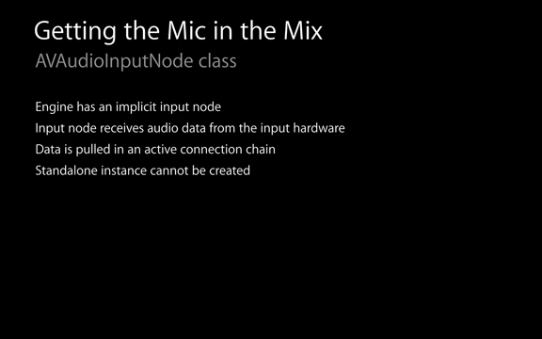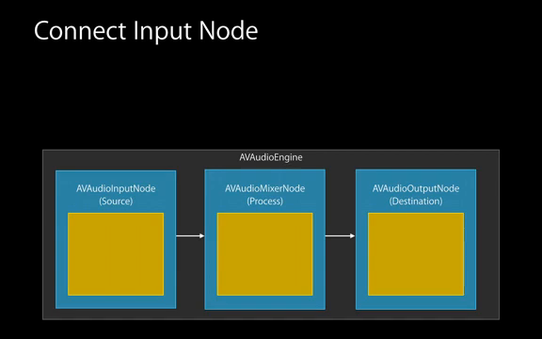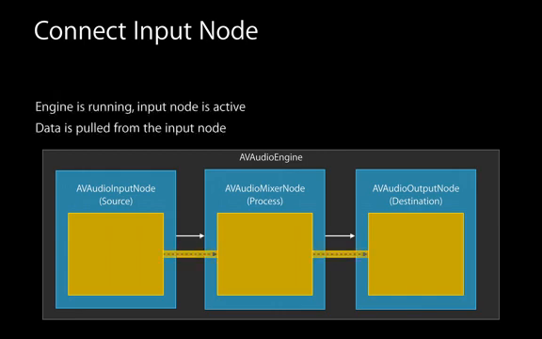When you've connected the input node in an active chain and the engine is running, data is pulled from the input node. So let's go back to our familiar diagram. I've connected the input node to the mixer node, and that's connected to the output node. So when I start the engine, this is an active chain, and data is pulled from the input node. So if I'm receiving data from the input node and the engine is running, and I want to stop receiving data at a certain point, how do I do that?